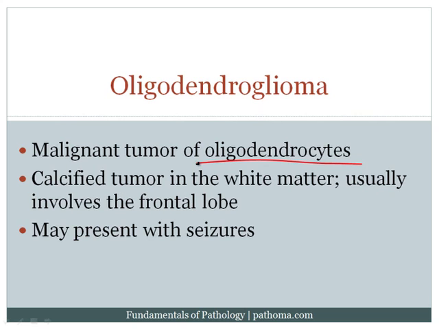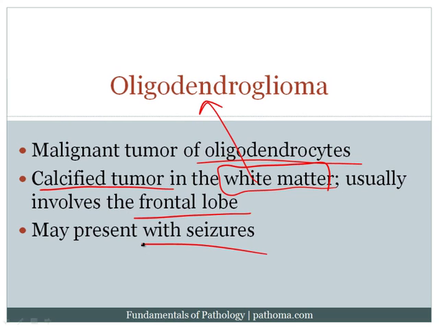The most important association here is that you get a calcified tumor in the white matter. Of course, it's the white matter because that's where the oligodendrocytes are. They myelinate the axons, producing the color of the white matter, and it usually involves the frontal lobe presenting with seizures. And so all of this is high yield. Calcified tumor in the frontal lobe, arising in the white matter, and presenting with seizures.